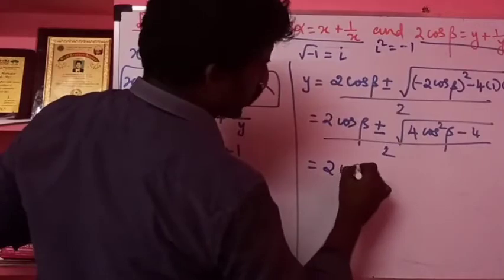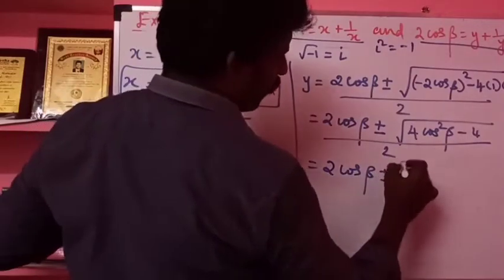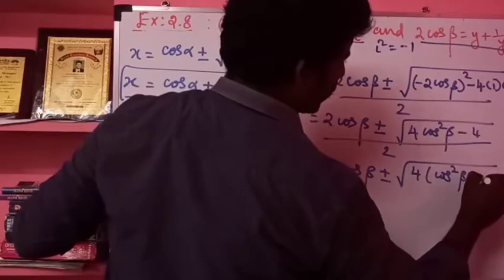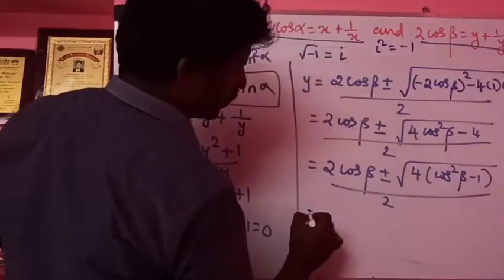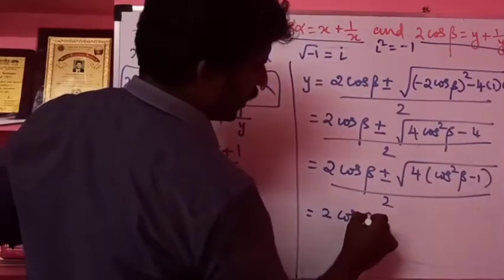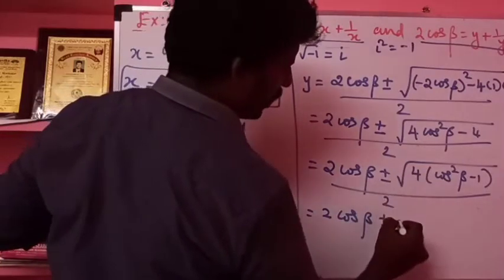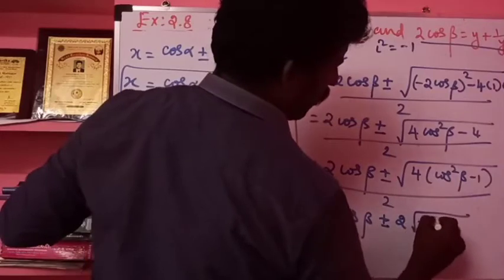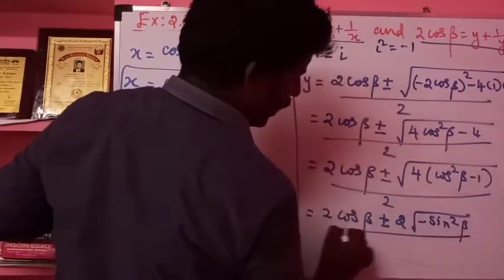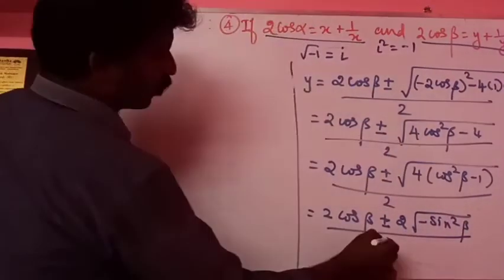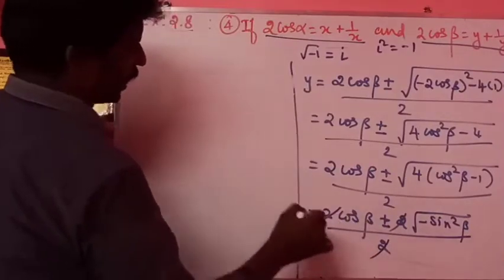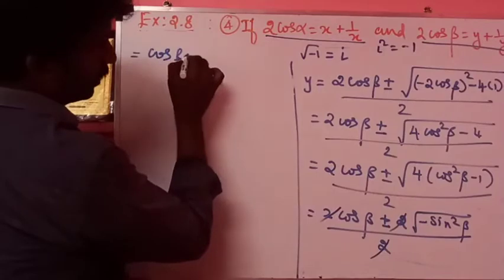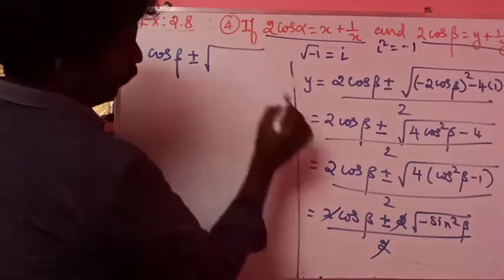This is 2 cos beta plus or minus root 4, will it touch na, the cos square beta minus 1, divided by 2, which is equal to 2 cos beta plus or minus 4 root, 2, then root cos square beta minus 1 minus sin square beta, divided by 2, right? So now 2 cancel, which is equal to the cos beta, right, plus or minus root minus sin square beta.